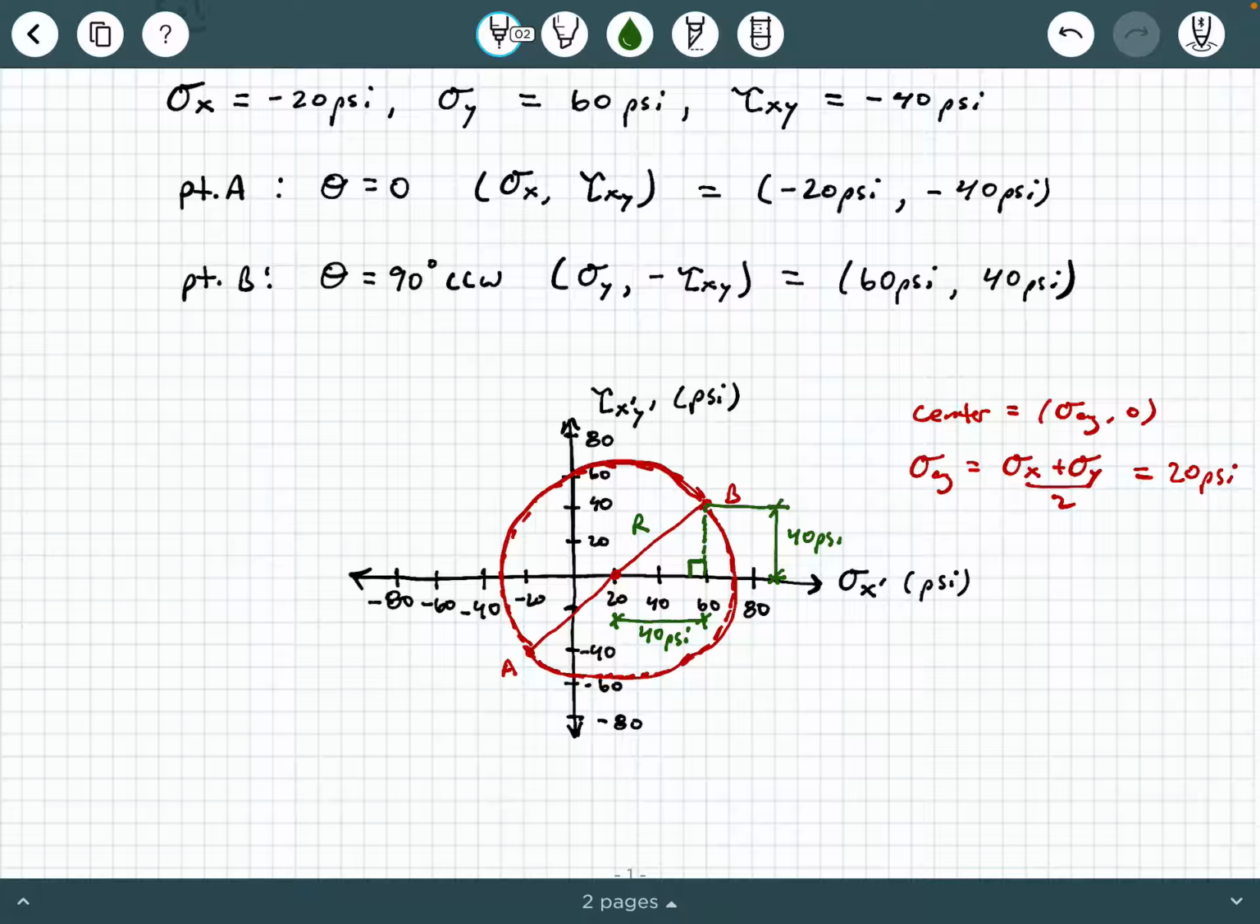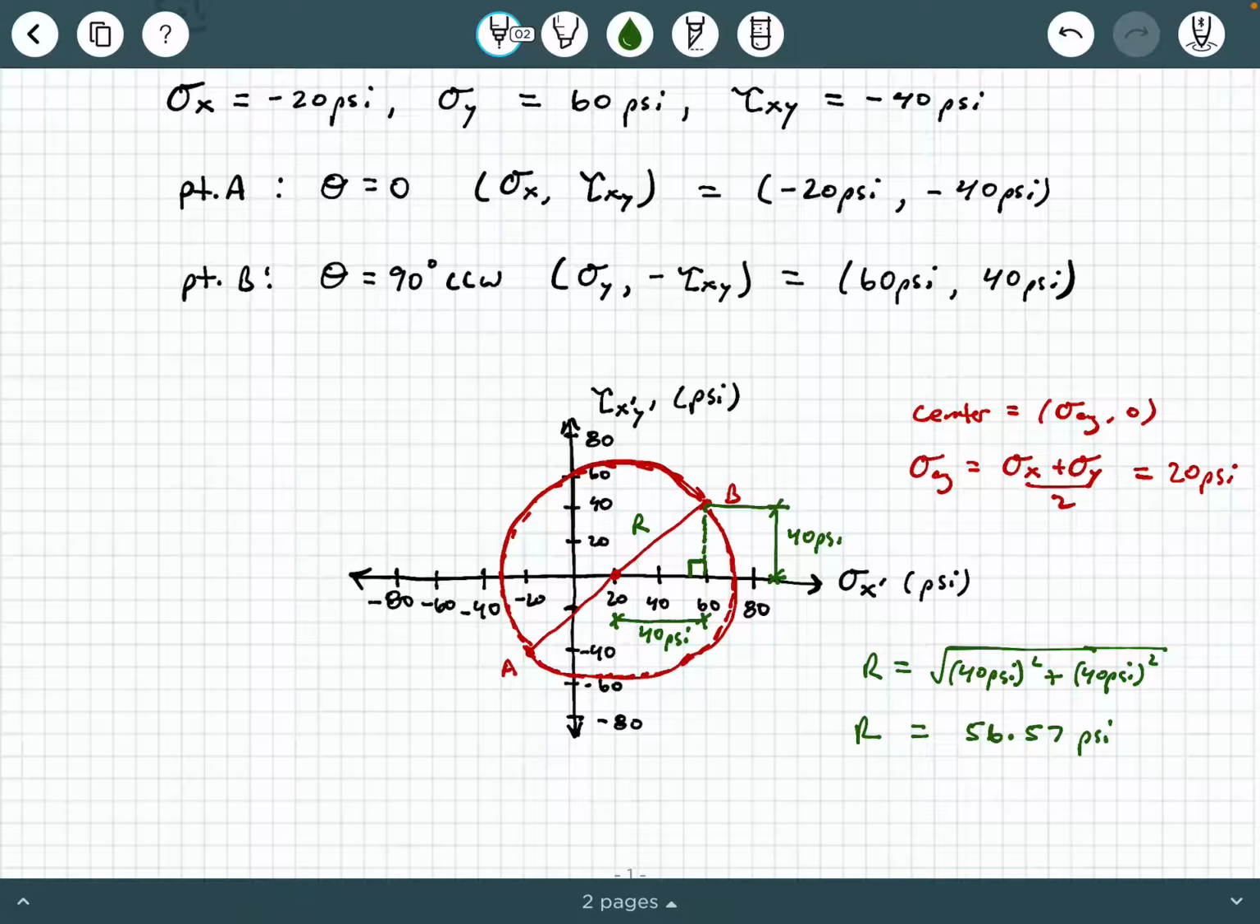So we can use the Pythagorean theorem to get that radius by saying 40 psi squared plus 40 psi squared, and then square rooting all of that. So the radius becomes, crank this through in your calculator, I get 56.57 psi.